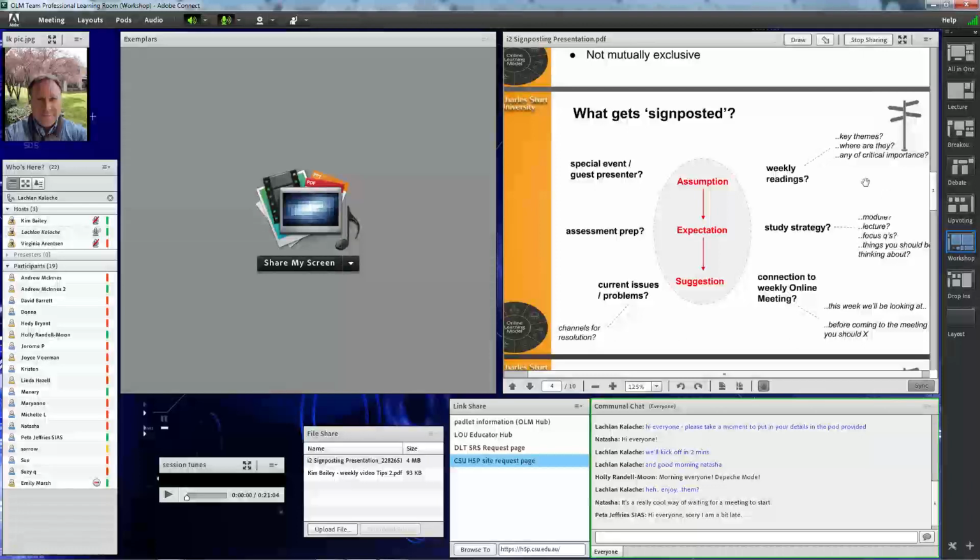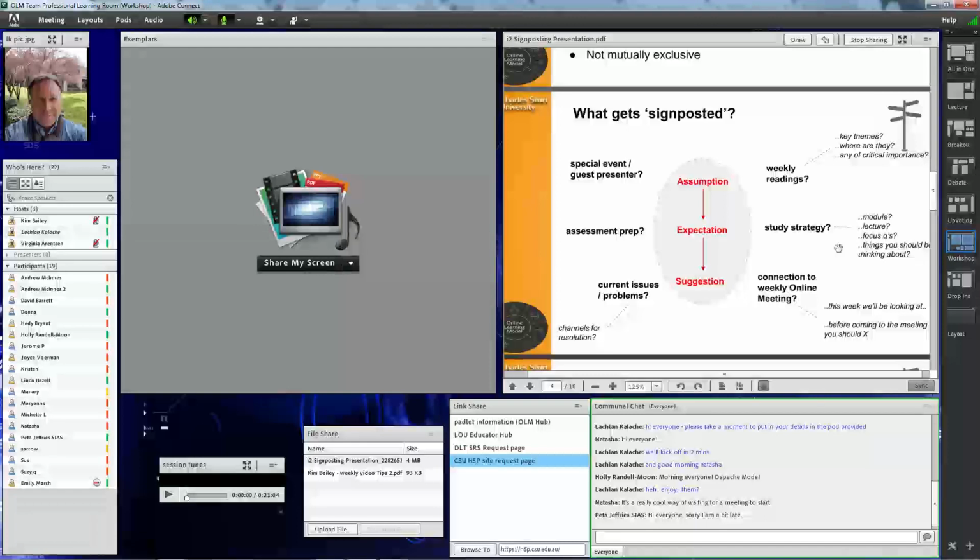Some more obvious content: learning materials related signposts to do with the readings, for example. What are those key themes? Are there any of particular importance? Talking about that week's module. Is there a lecture that they should be catching up on? A lot of it we assume that they're going to find. This is just about making those ideas explicit, and we'll have a look at what that looks like in a moment.